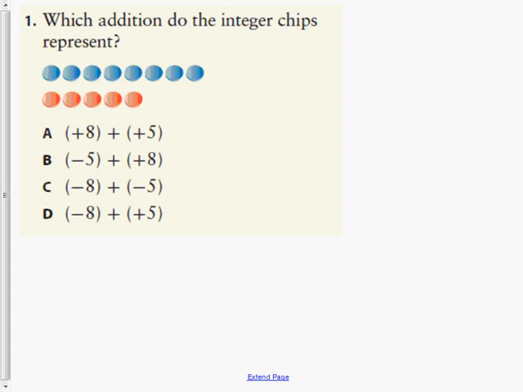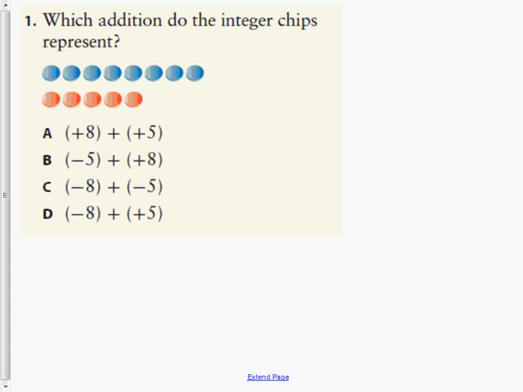Okay, this is your Chapter 9 integer addition and subtraction practice test. These questions all come from page 344 and 345 in your textbook. So the first question says, which addition statement do the integer chips represent here?